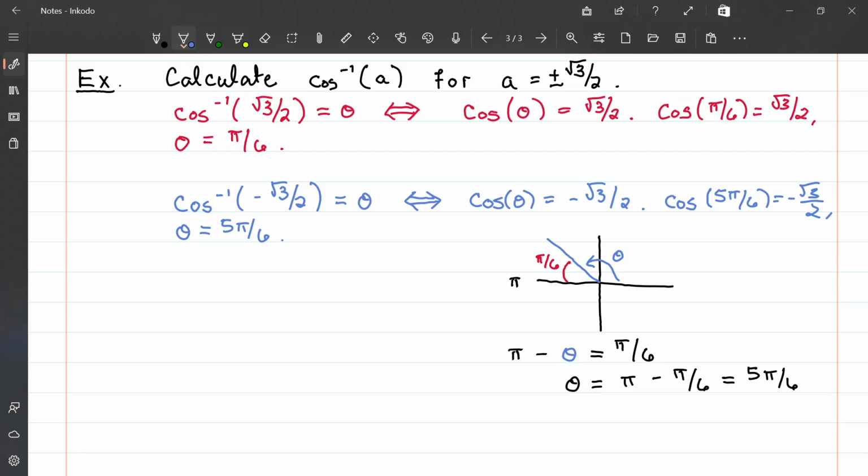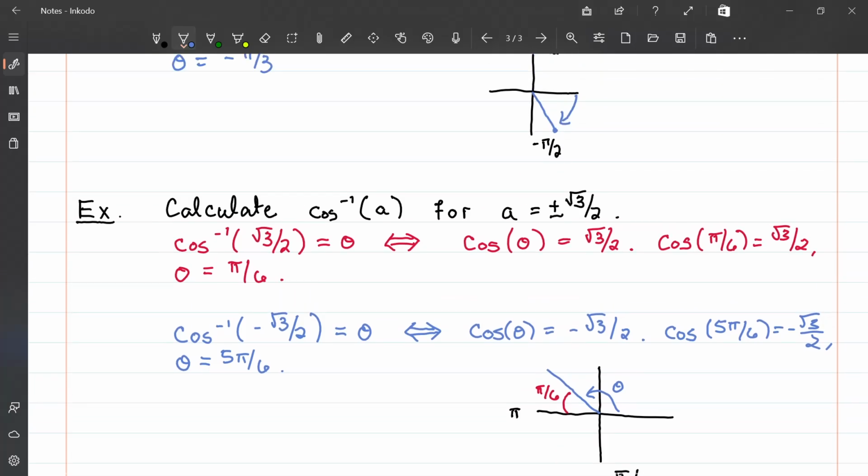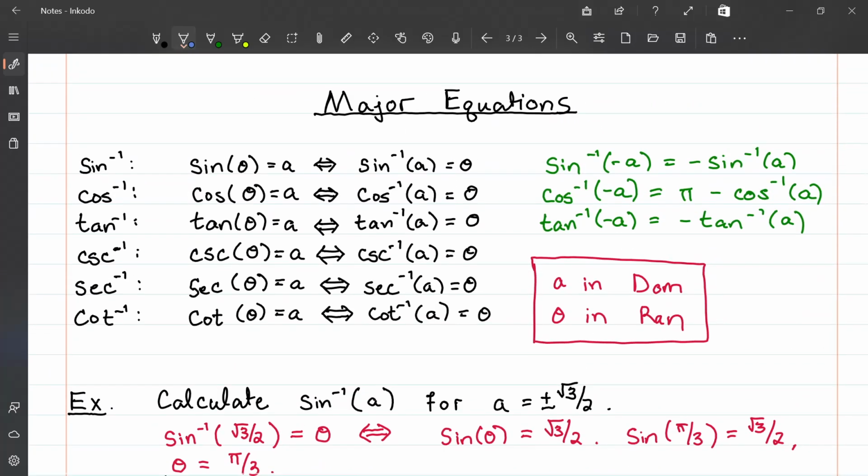Really, the comparison, though, is between the previous answer in red and what we wrote down here below our sketch. You notice that when we figured out what our answer would be, we had to take pi and subtract pi over 6. Or in other words, we had to take pi and subtract our old answer. Well, if we go back up again, you'll notice that the companion equation in green for arc cosine is, if I want to do arc cosine of the negative of some number a, I can find it by taking pi and subtracting arc cosine of a.